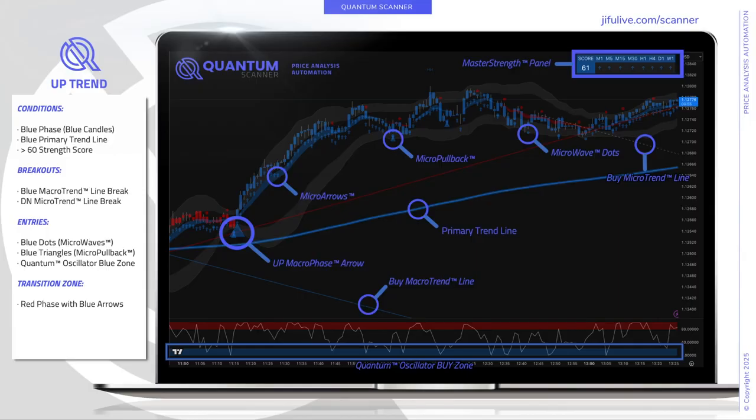You can also utilize the quantum oscillator blue zone to identify times where price has pulled back against the trend, indicating that price is optimal for continuations. At times there will be transition zones.